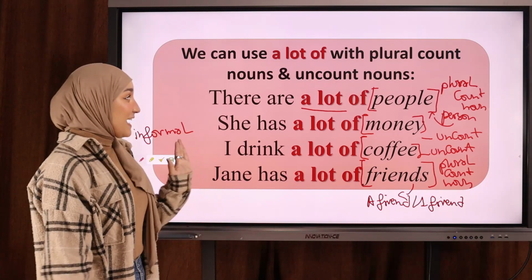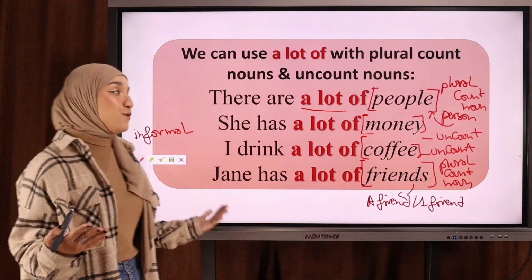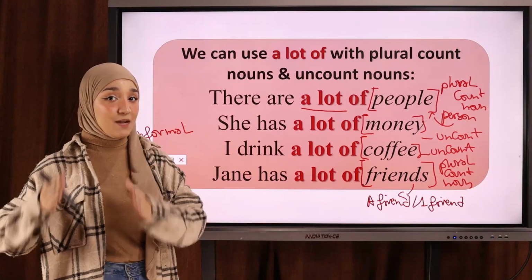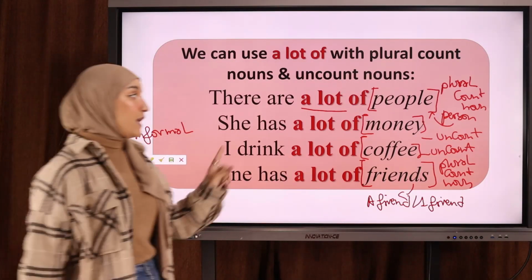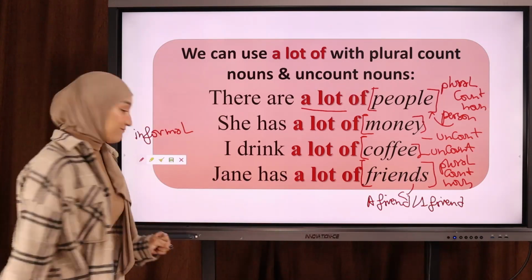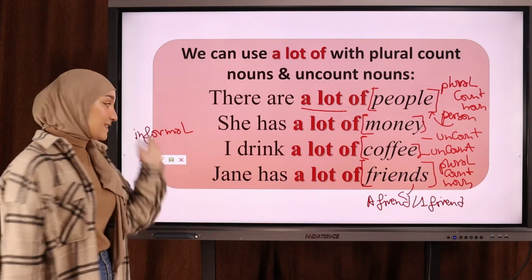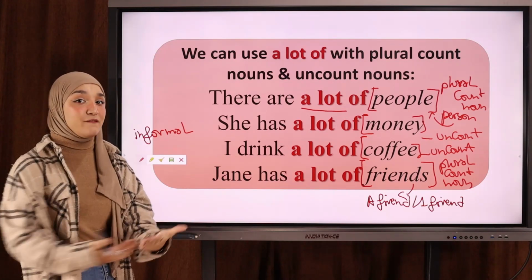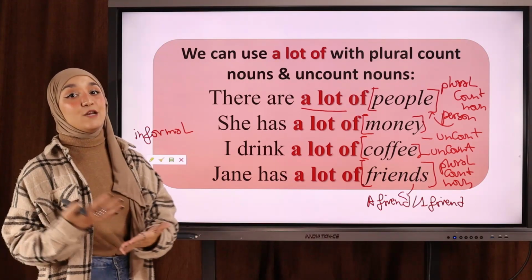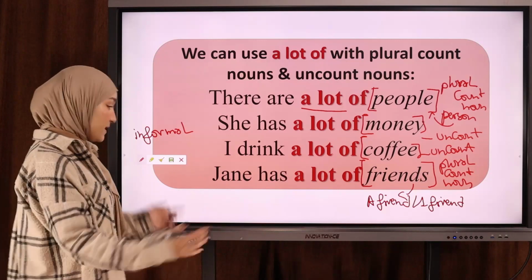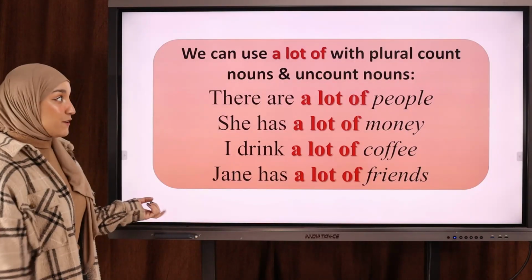So a lot of can be used with both. يمكننا أن نستعمل a lot of مع كلاهما. الأشياء القابلة للعد في صيغة الجمع والأشياء الغير قابلة للعد كذلك, okay. And the only difference is that a lot of is informal. هي نستعملها في العامية, okay? في اللغة الإنجليزية في محادثاتنا اليومية, okay? خارج نطاق الرسمية, okay? الرسميات. Excuse my Arabic as well.